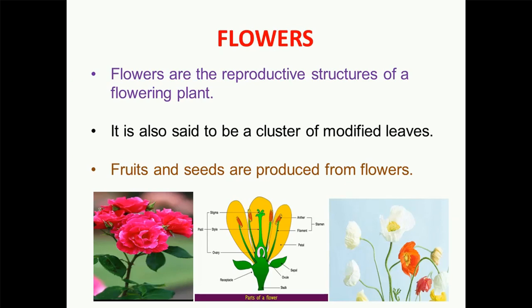Note that fruits and seeds are produced from flowers. Yes, the fruits you eat and the seeds you eat, they are all formed from flowers. However, not all fruits are edible. So here we have images of flowers showing the external and the internal view of flowers. Take a look at the images.